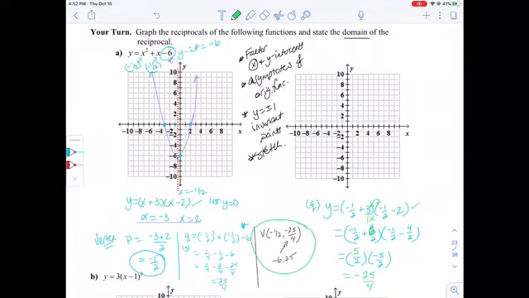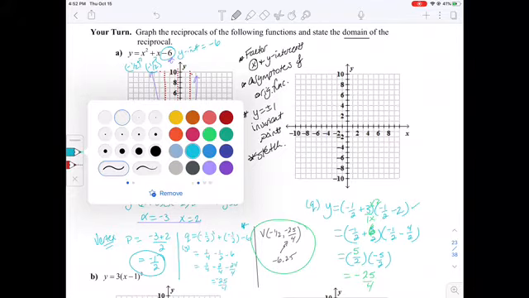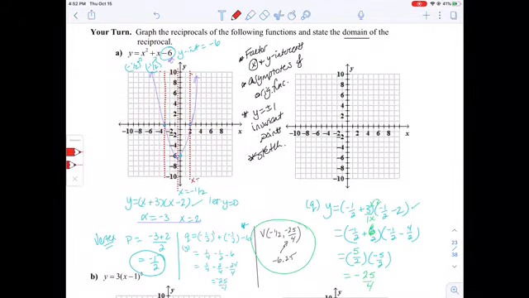I've plotted my original parabola. That's all I've done thus far. Now, in order to sketch the reciprocal function, the first thing I want to do is find my x-intercepts. My x-intercepts are right there in front of me at x equals 2 and x equals -3. So let's draw that. And I'm just going to label those. X is equal to 2, x is equal to -3. Okay, these are the asymptotes right here.